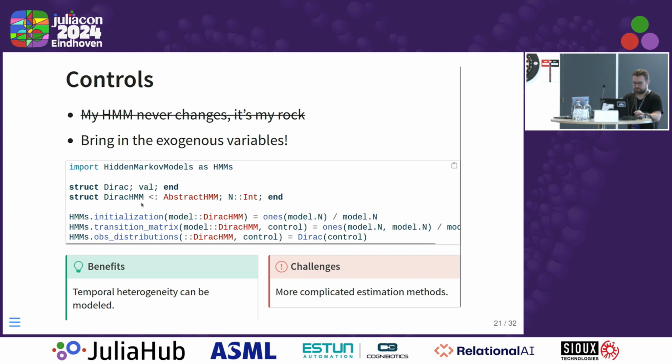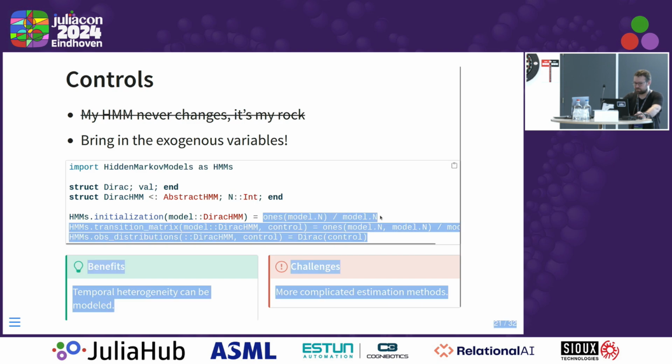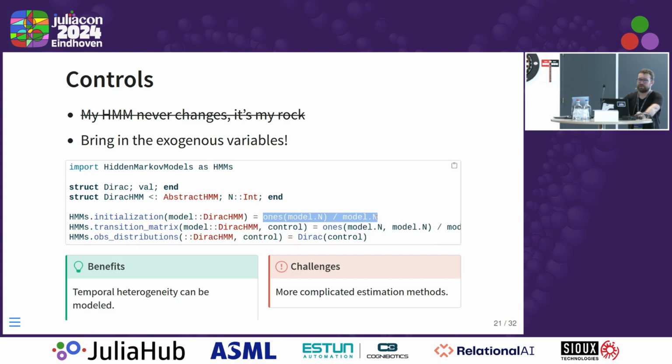So here is an example where I define a structure that is essentially a Dirac distribution, so it just always returns the same value. And then I define a struct that is a Dirac HMM. What it's going to do is have a certain number of states. The initialization and transition matrices are going to be very simple, just uniform probabilities everywhere, 1 over n. And the observation distributions, given a control variable here, it's just going to be the Dirac of that control. So it's a stupid HMM, right? You give it a control variable, it's going to output a control variable.